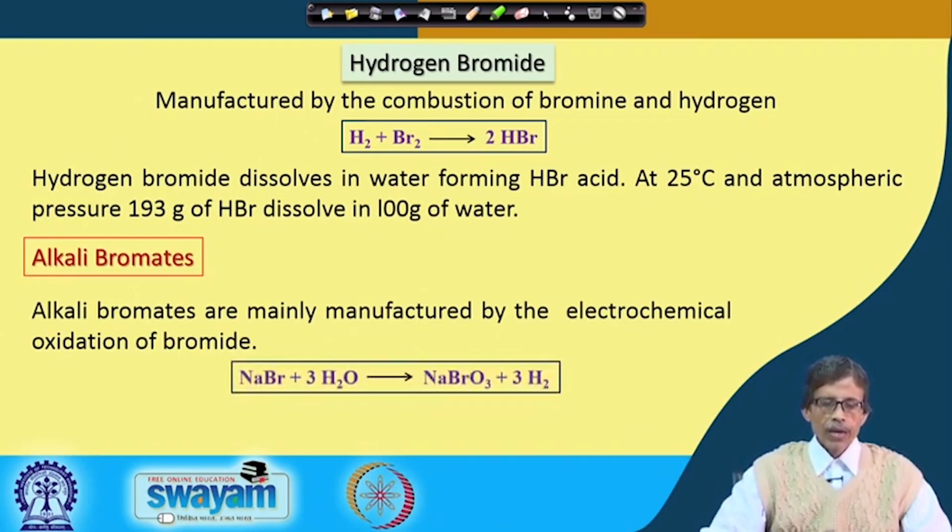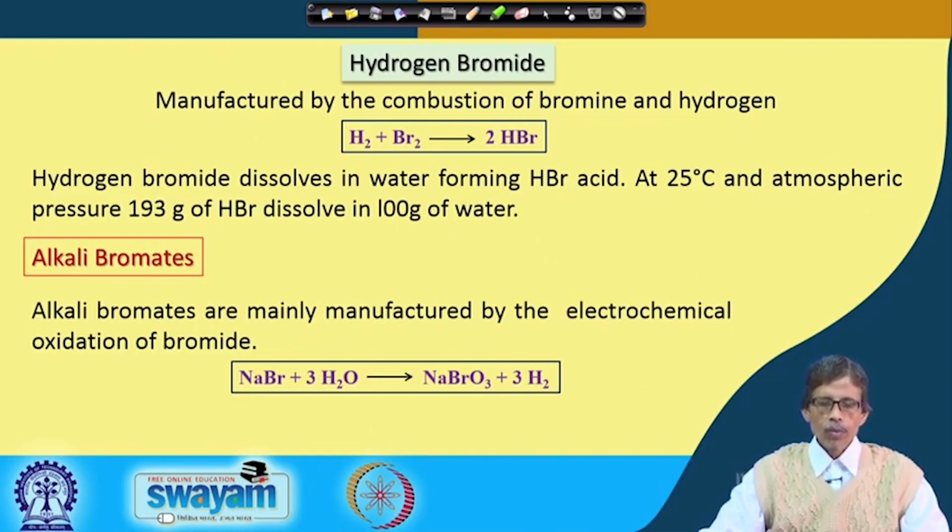In a typical fashion, we see the reaction in an electrochemical fashion: sodium bromide, which we get from HBr on reaction with sodium hydroxide, sodium bicarbonate or sodium carbonate, gives you sodium bromide as the typical salt. The alkali bromide salt, when dissolved in water, is again like HBr highly soluble in water, and that aqueous solution we take for electrolysis.